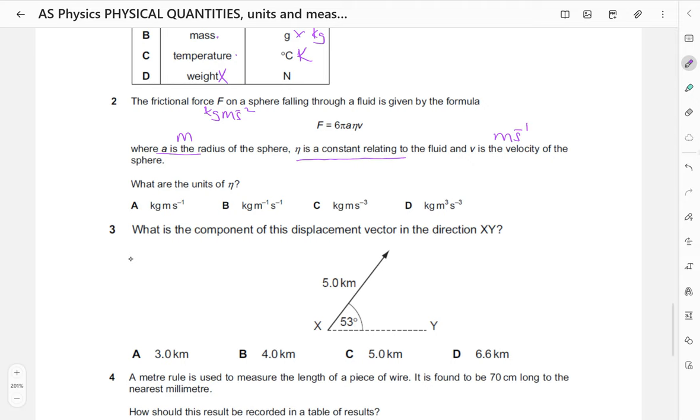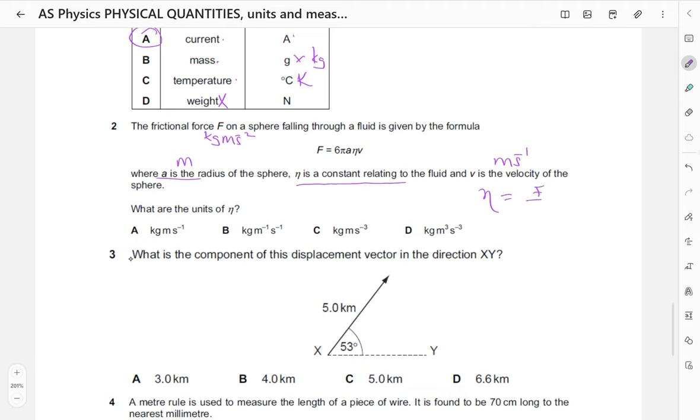So I will make nu the subject here. Nu is going to be F divided by 6 pi times A times V. So I'll just substitute the units for F. It is kilogram meters per second squared. Of course, 6 pi will be ignored in the units. A is radius, which is in meters. V is velocity, which is meters per second. So meters has cancelled. This is giving us kilogram. Again, m goes up to become per meter. S power negative 2 divided by s power negative 1. We have s power negative 1. So our answer is going to be B.